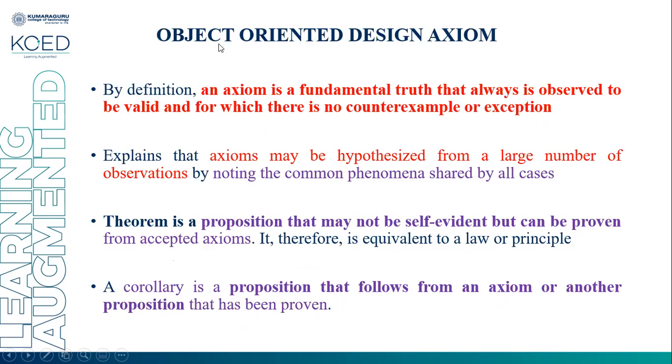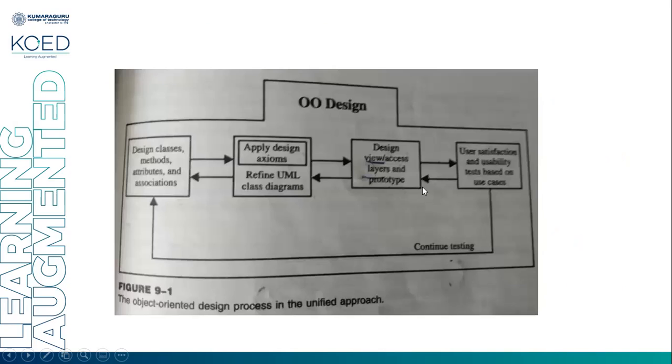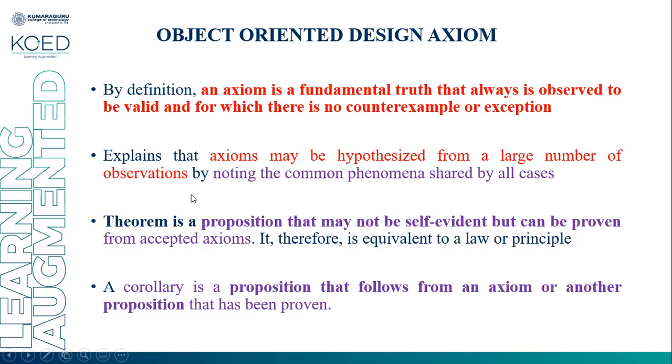Next, we are going to discuss the object-oriented design axioms. So what is an axiom? By definition, an axiom is a fundamental truth that is always observed to be valid, and for which there is no counterexample or exception. If something is an axiom, it is valid, that's all. Axioms may be hypothesized and formed from a large number of observations by noting the common phenomena shared by the classes.